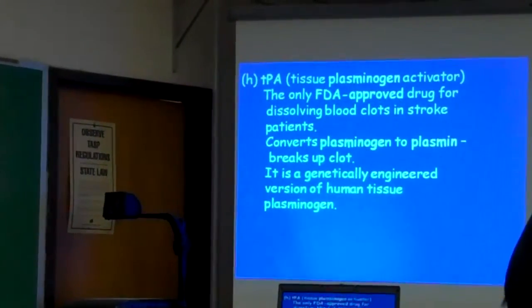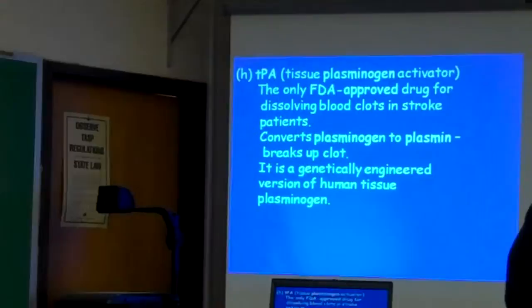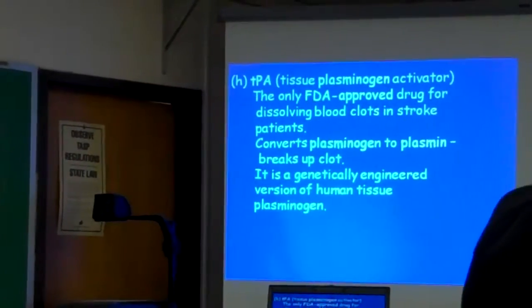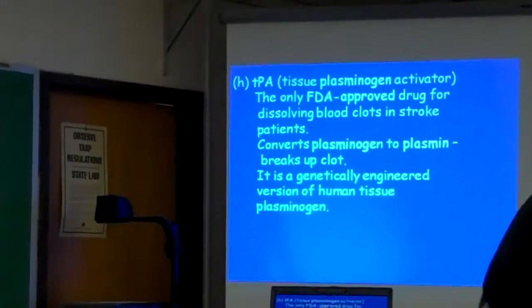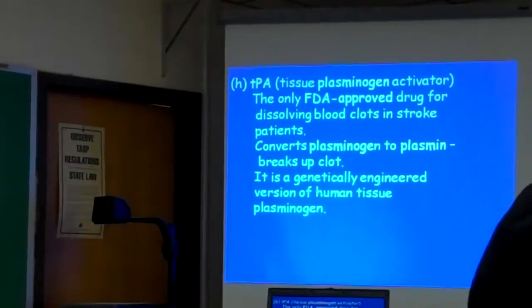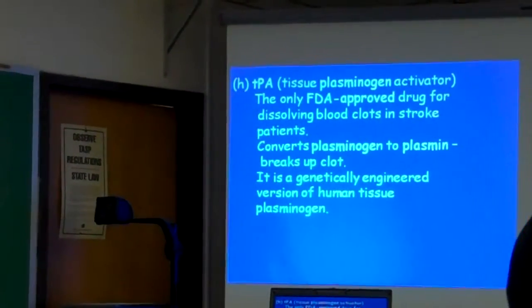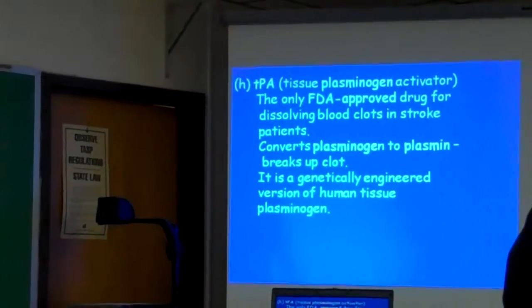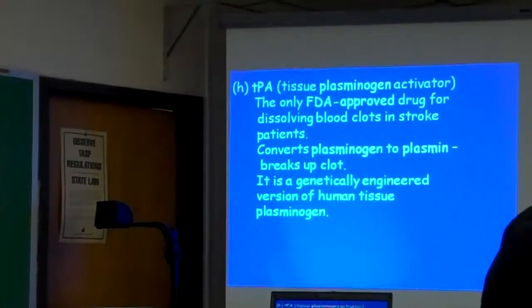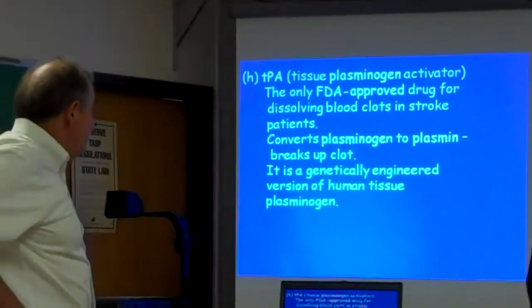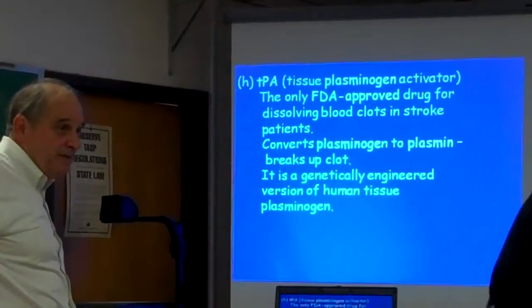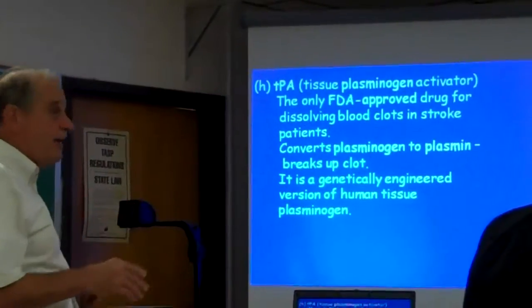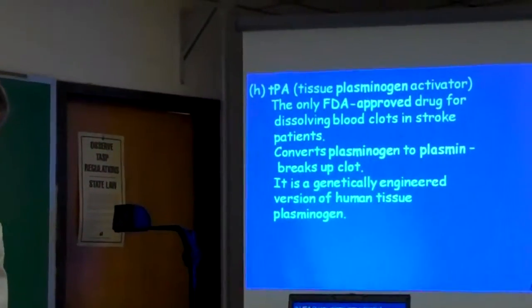TPA, be sure you know tissue plasminogen activator. A lowercase t with a capital P and an A. TPA, tissue plasminogen activator. What does it do? Converts plasminogen to plasmin. Also know that it's genetically engineered. Remember how they go through all that stuff. And so it's a version of human tissue plasminogen. So you can just make sure that'll be on your tip. Be sure you got that down.